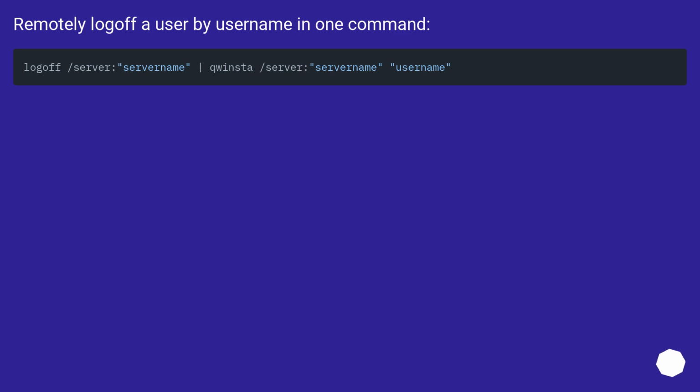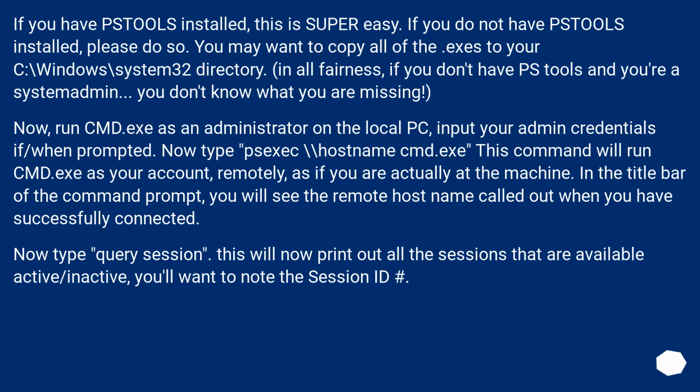Remotely log off a user by username in one command. If you have PsTools installed, this is super easy. If you do not have PsTools installed, please do so. You may want to copy all of the EXEs to your C:/Windows/System32 directory. In all fairness, if you don't have PsTools and you're a system admin, you don't know what you are missing. Now run cmd.exe as an administrator on the local PC, input your admin credentials if and when prompted.